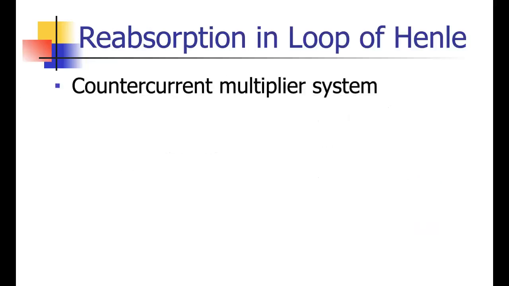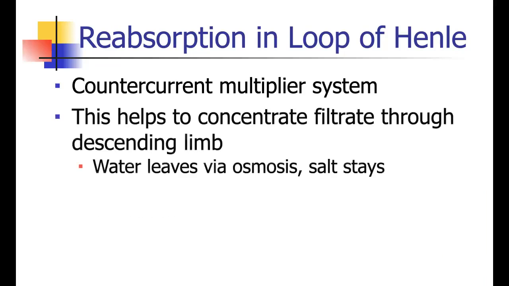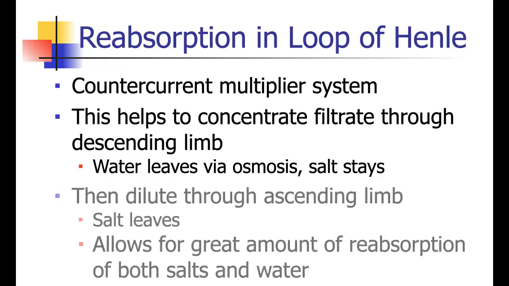In the loop of Henle, we have something pretty cool happening. It's a countercurrent multiplier system, and this helps to concentrate the filtrate further. So we reabsorbed a bunch of stuff in the PCT, and then the filtrate enters the loop of Henle. We're going to concentrate the filtrate through the descending limb, where water leaves via osmosis while salt stays. Then it gets diluted a little bit through the ascending limb when salt leaves. So this gives us a great amount of reabsorption power for both salts and water, because water is reabsorbed in the descending limb, and salt is reabsorbed in the ascending limb of the loop of Henle.